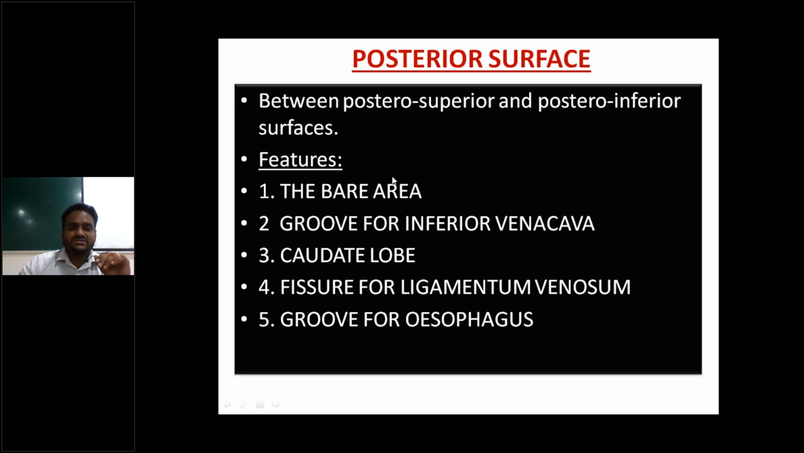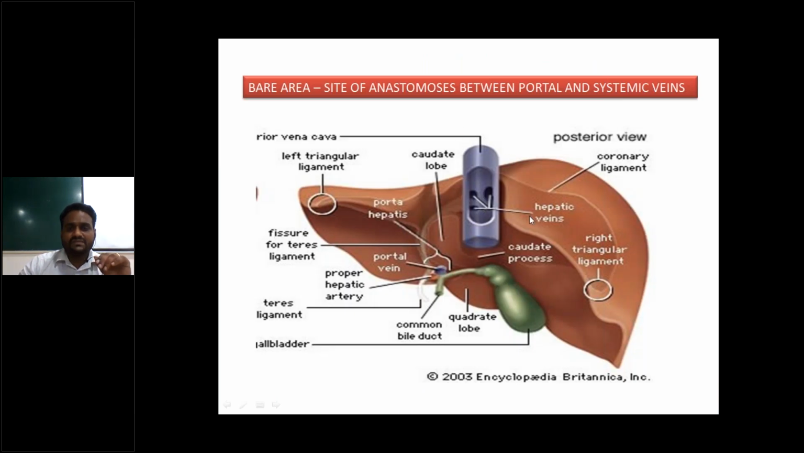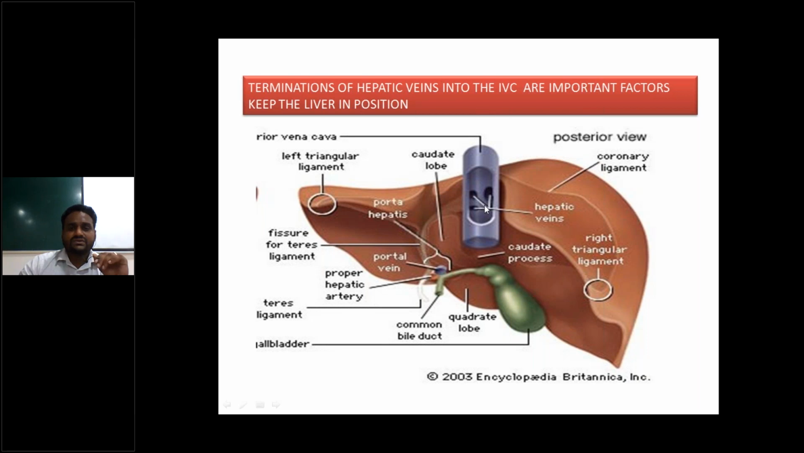Now the posterior surface. These are the presenting features of the posterior surface. First one, the bare area of the liver. This is a short notes question, I already told you. Borders are very, very important, so know the borders of the bare area of the liver. Then what is the importance of the bare area of liver? It is one of the portocaval anastomoses, between portal and systemic. Next, the hepatic veins open into the IVC. These are the important factors.